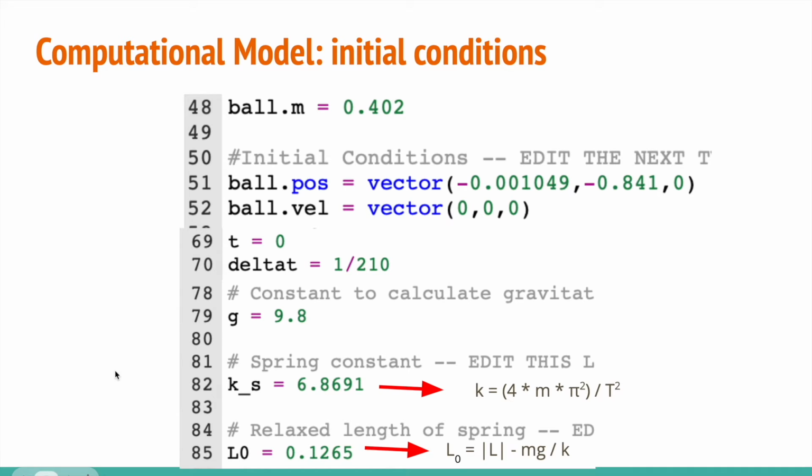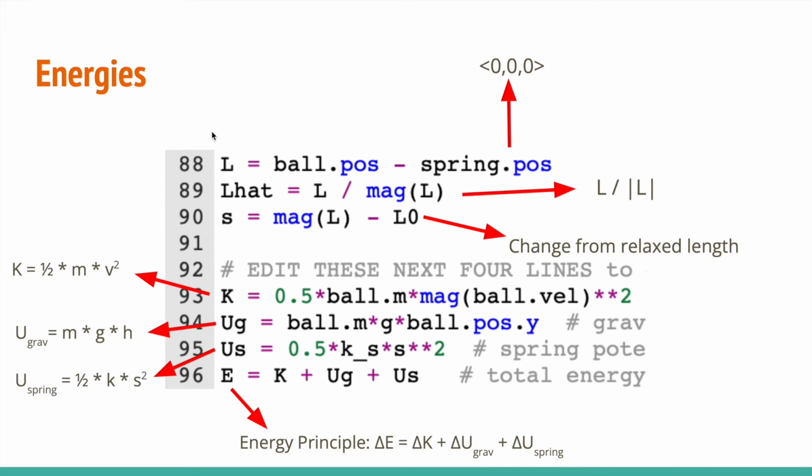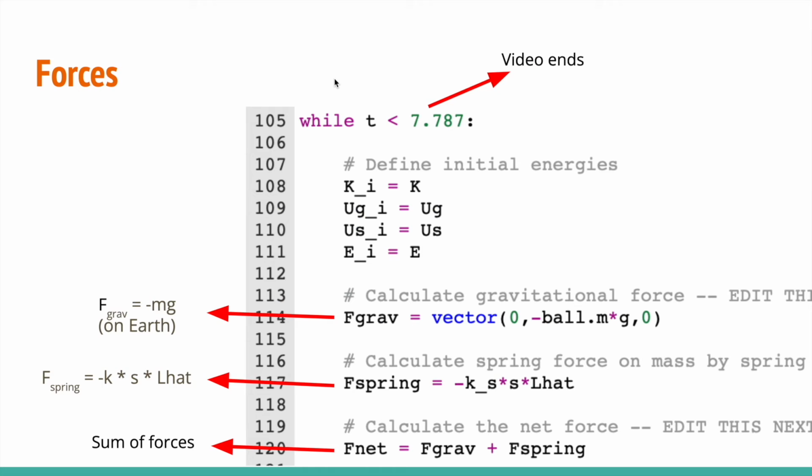I entered the spring constant that I found earlier and the relaxed length of the spring that I also found earlier, using these equations. The L vector is equal to the ball position because the spring position is equal to the origin. I found the kinetic energy, gravitational potential energy, and spring energy using these formulas. The total energy is equal to the sum of these three other energies. I set the runtime to be 7.787 because that's when the video ends.